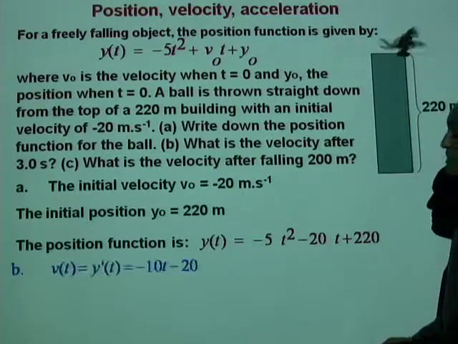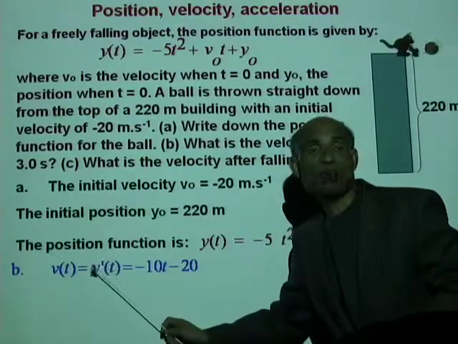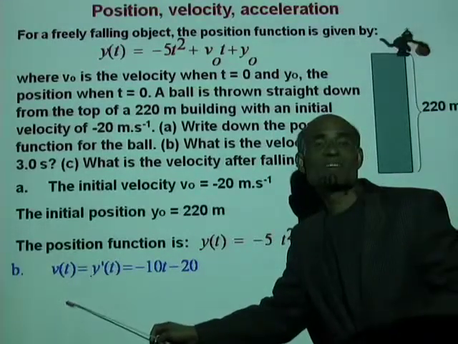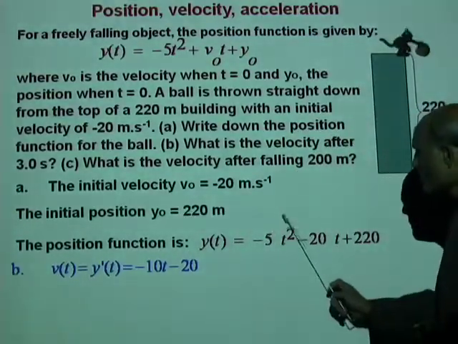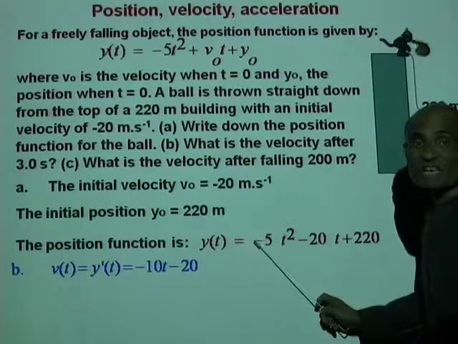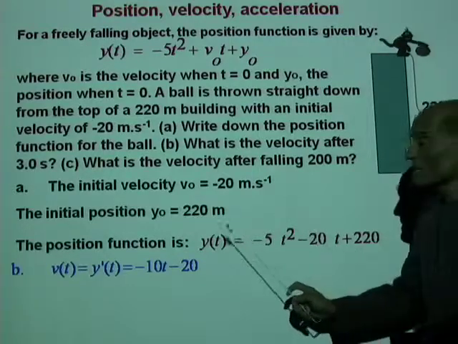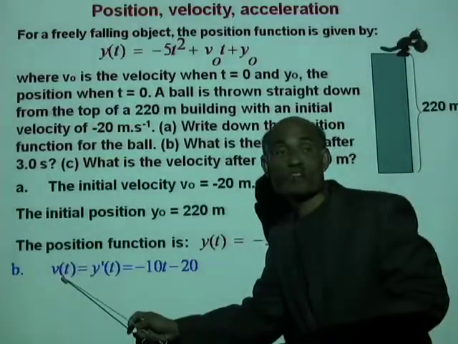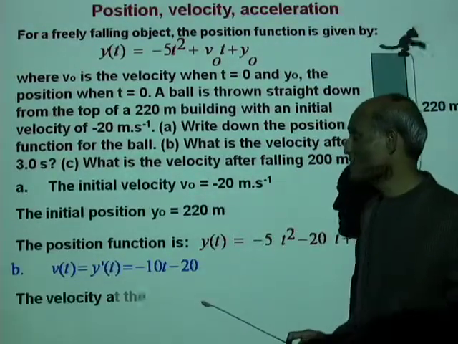Well, if this is the position function, can you find the velocity function? The velocity function is the derivative of the position function, y prime of t. I want you to practice these notations: dy by dt, or dv by dt, or y prime of t. Now, y prime of t is the derivative of this. Find the derivative of each term. Negative 5t squared: the derivative is negative 10t. The derivative of negative 20t is negative 20. And the derivative of 220 is 0. So the velocity function is y prime of t, which is negative 10t minus 20.